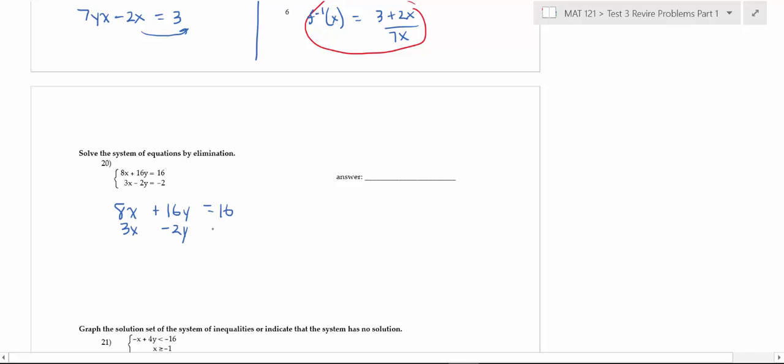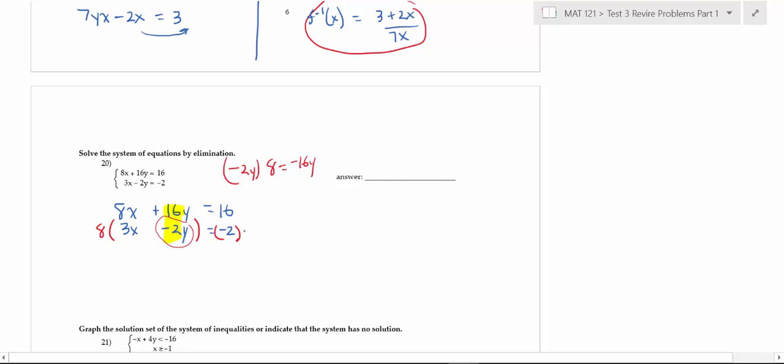My thought process on this one would be I would probably like to eliminate the y's. That's already a 16, so if I can make that negative 2 become negative 16, then I'd be able to eliminate that variable. You could also eliminate the x's, although if you did that, you would have to work with both equations. So if I take this negative 2y and multiply that by 8, I get negative 16y, so that would cancel with this. So I'm going to take the second equation and multiply it by 8.